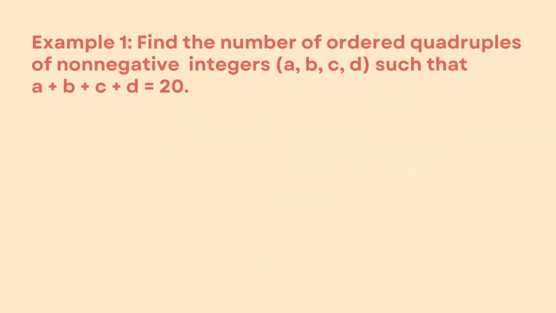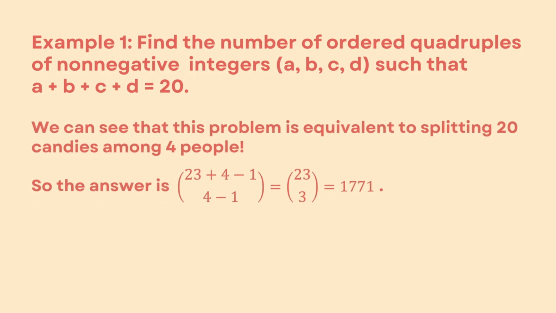Example 1. Find the number of ordered quadruples of non-negative integers a, b, c, and d, such that a plus b plus c plus d equals 20. We can see that this problem is equivalent to splitting 20 candies among 4 people. So using our formula, we get that the answer is just 20 plus 4 minus 1 choose 4 minus 1, or 23 choose 3, which is 1771.